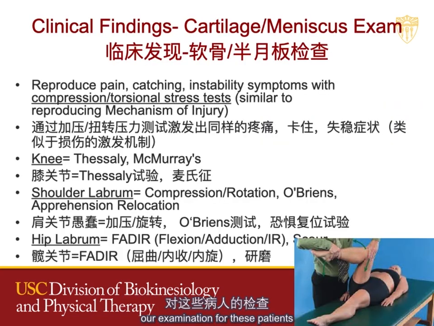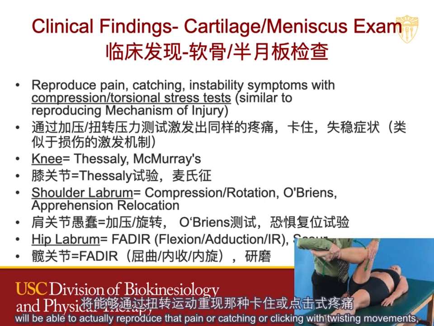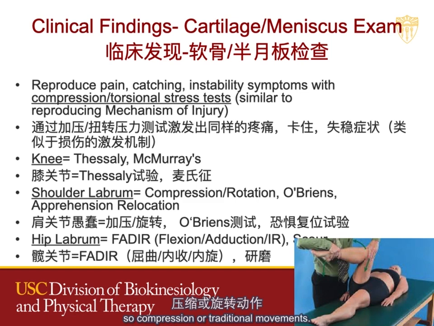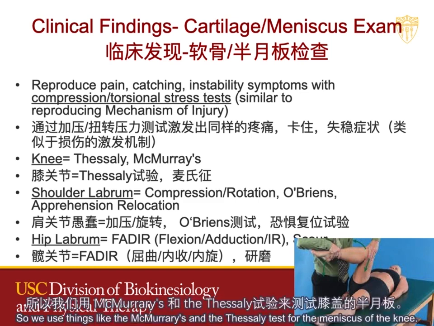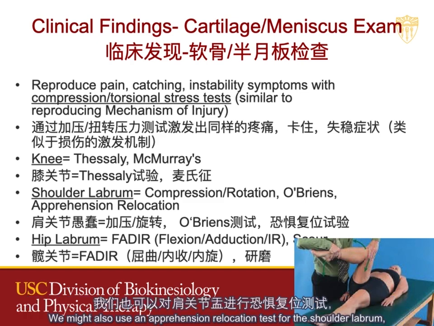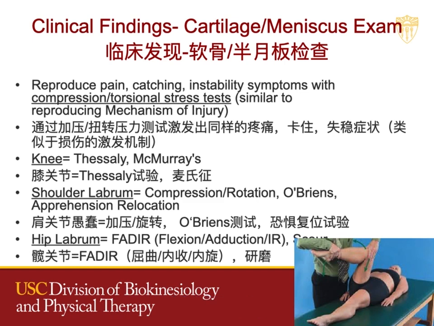And as we do our examination for these patients, we'll be able to reproduce that pain or catching or clicking with twisting movements, so compression or torsional movements. So we use things like the McMurray's or the Thessaly test for the meniscus of the knee. We might also use an apprehension relocation test for the shoulder labrum, or things like a scour test, a FADIR test, or a FABER test for the hip.